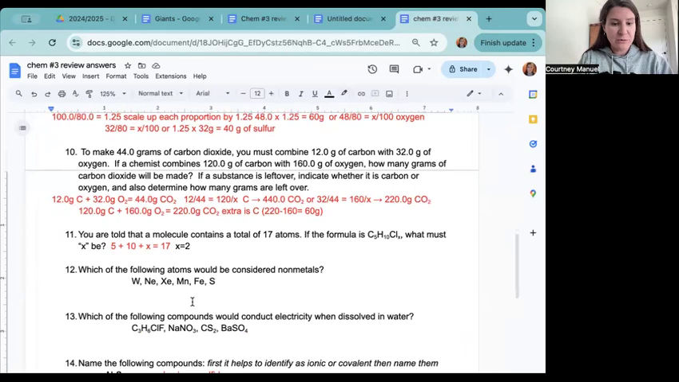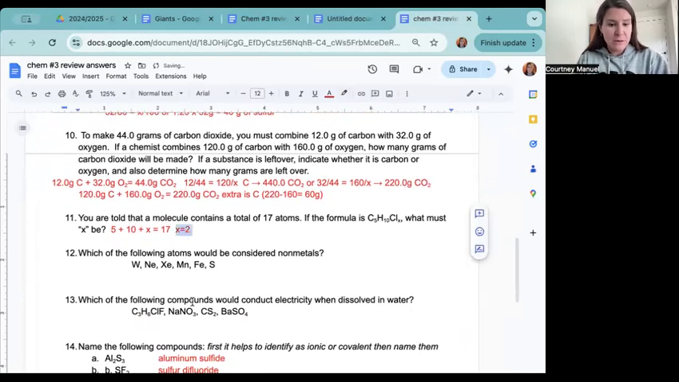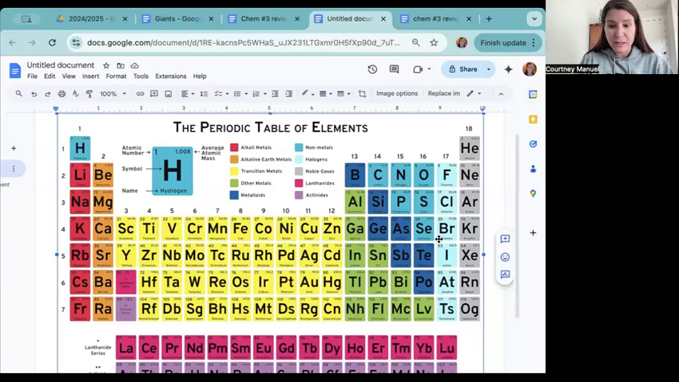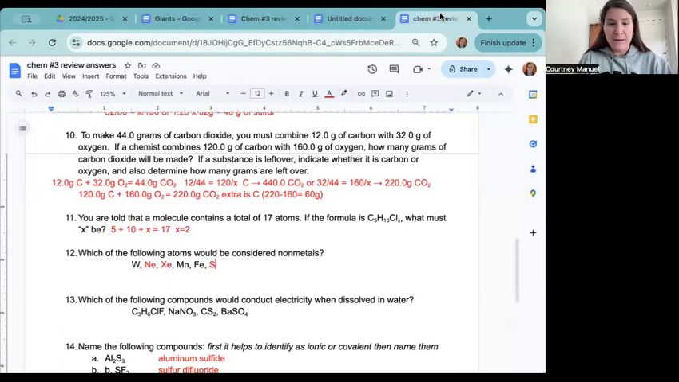So for this one, which ones are considered nonmetals? We've got neon, the Xe, the xenon, and the S4 sulfur. Those would be your nonmetals. So you can find them over here. Here's your neon right here, your xenon, and here's your sulfur. They're on the nonmetal side.